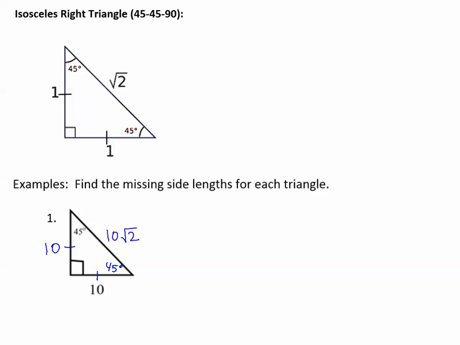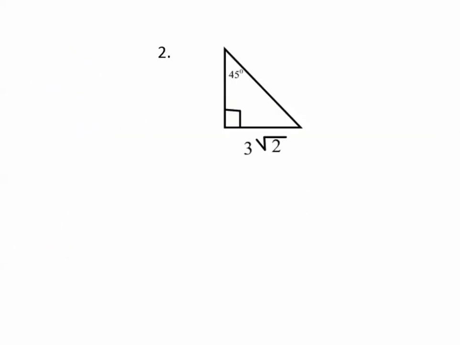Remember, the ratios of the sides is 1, 1, square root of 2. 1 and 1, meaning these two sides are the same, congruent, and the hypotenuse times square root of 2. Now this is a simple one, but when it gets more complicated, like in number 2, let's look at a way that we can use our ratios to make it a little bit easier.